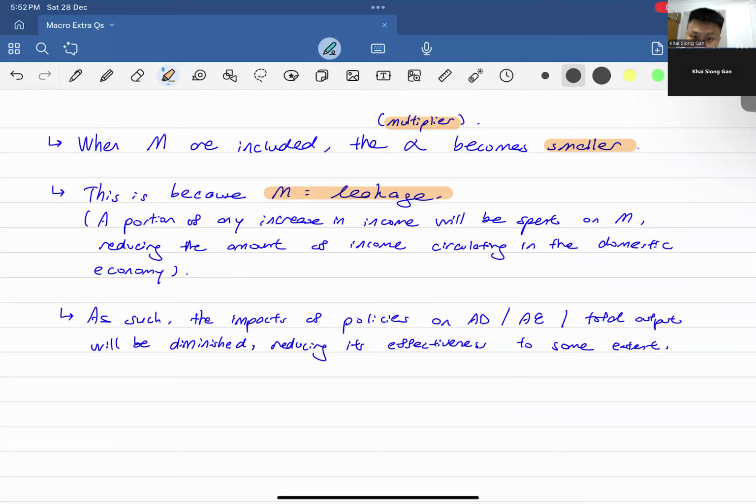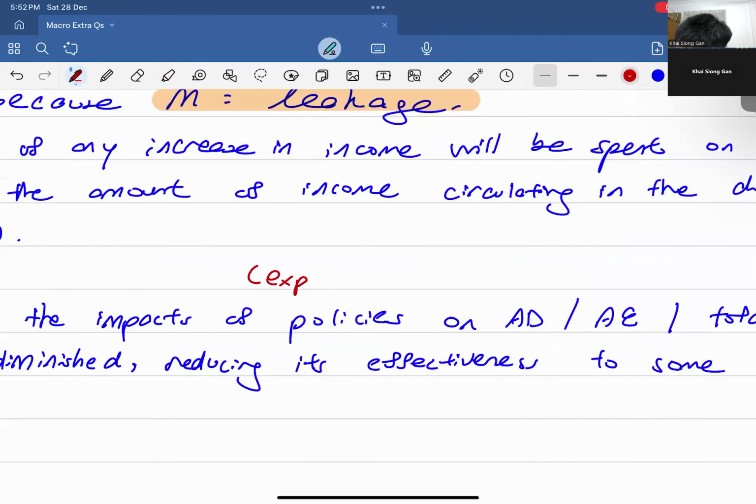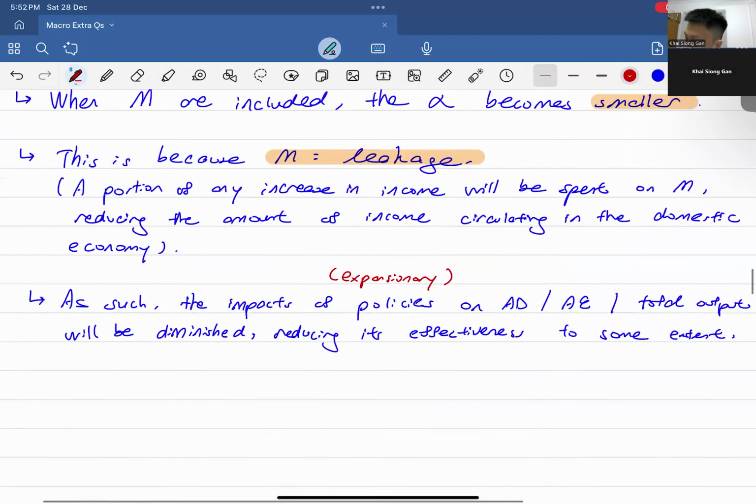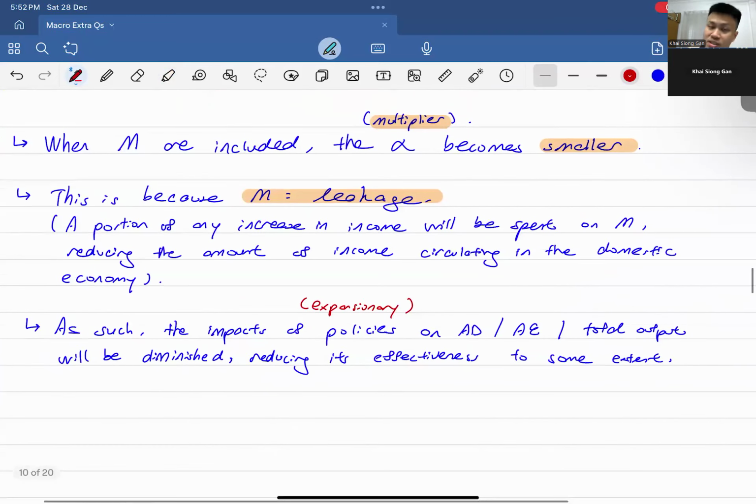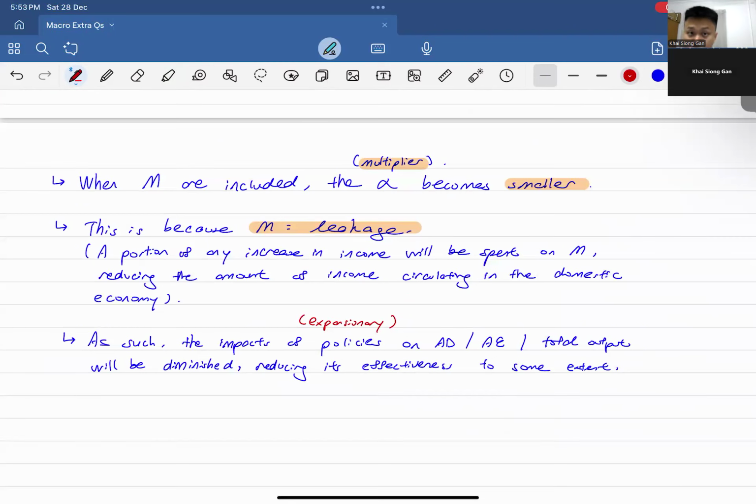the local economy itself. So therefore, the impact of any expansionary policy, especially one that intends to stimulate aggregate demand, aggregate expenditure or total output, will be diminished, which will reduce the effectiveness to some extent, because a portion of the income, a portion of the injection, is being spent on the imports. So this is some extra things over here which I want you to take note.